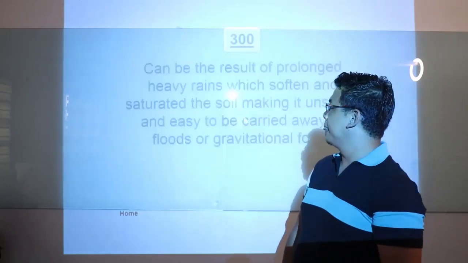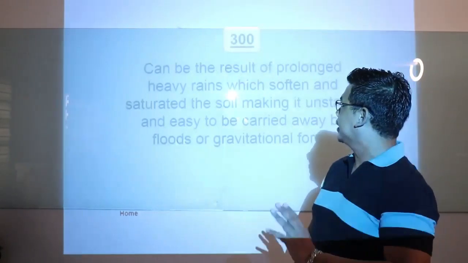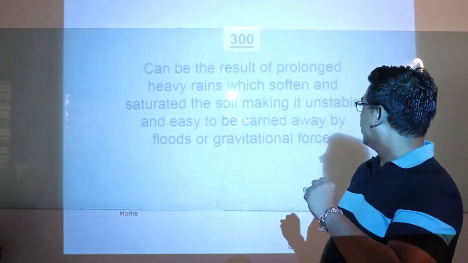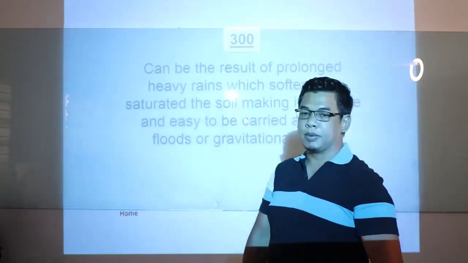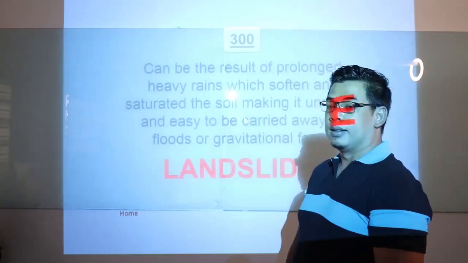Question number 2. It can be a result of prolonged heavy rains which soften and saturate the soil, making it unstable and easy to be carried away by the floods and gravitational pull. 3, 2, 1. The right answer is landslide.